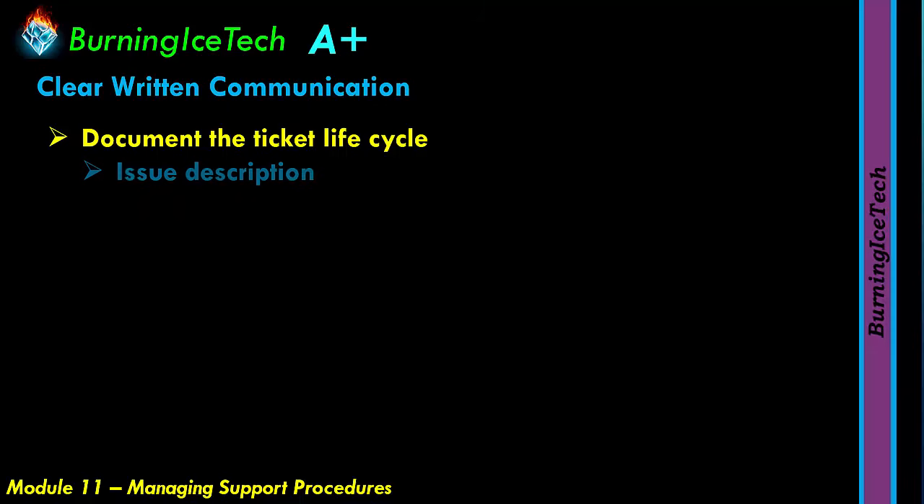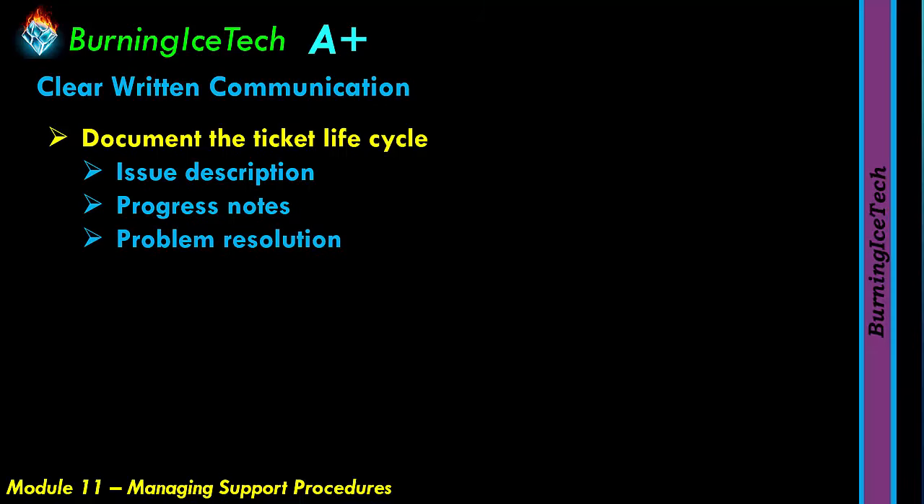This also includes the issue description, which is the description by the actual user that initially logged this ticket. It obviously includes your progress notes, like I just said. And eventually, should you resolve the problem, which we normally do, the problem resolution. So if somebody were to follow this whole documented life cycle afterwards, they should be able to see who logged the ticket. They should be able to see, did the user go to tier 0 or tier 1?